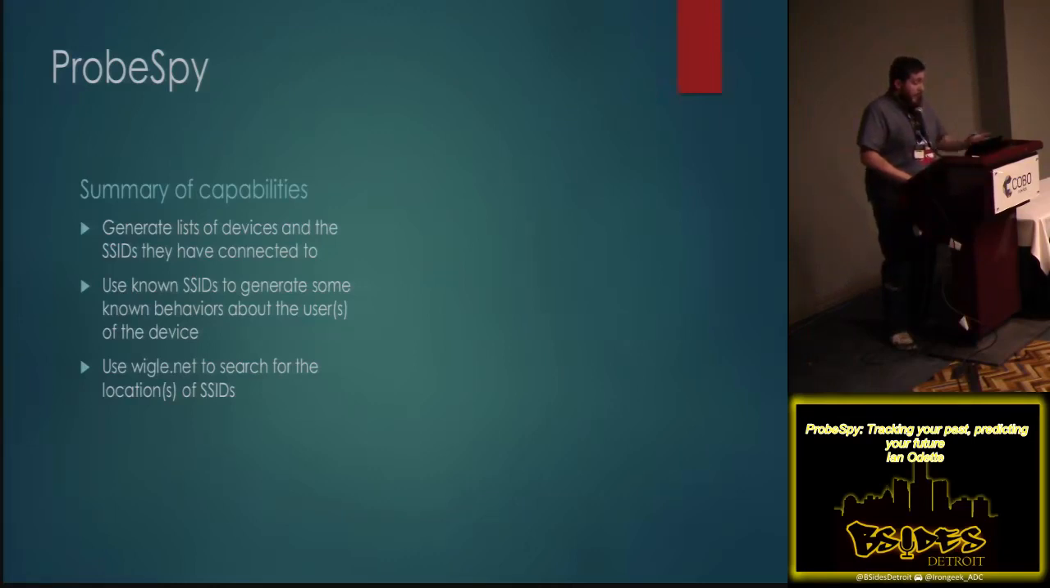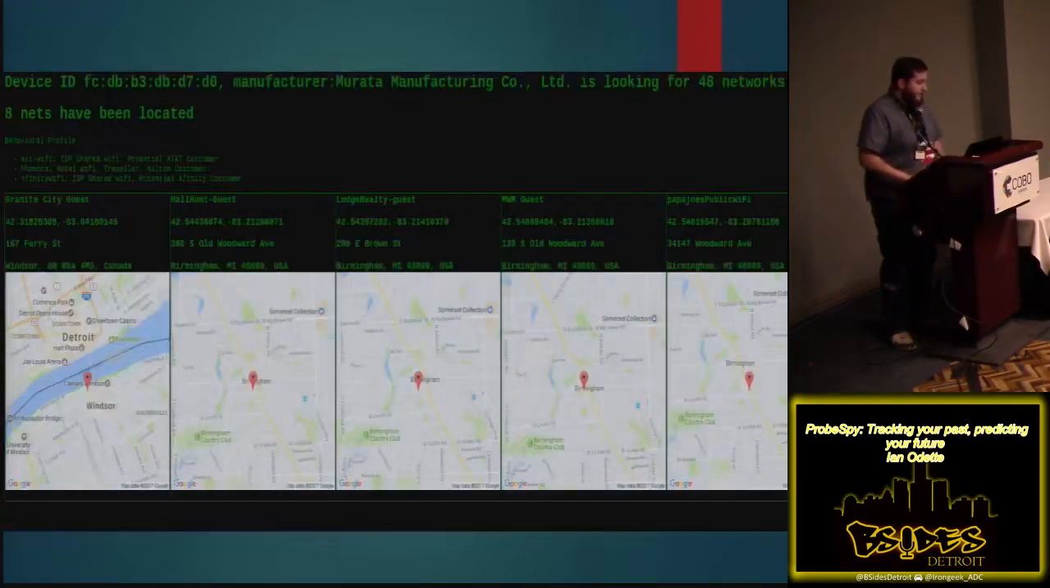We can use the known SSIDs, or SSIDs that we've identified as belonging to various companies or whatever, to determine some behaviors about the people using the devices. And we can also use wigle.net to attempt to locate and identify even more networks.